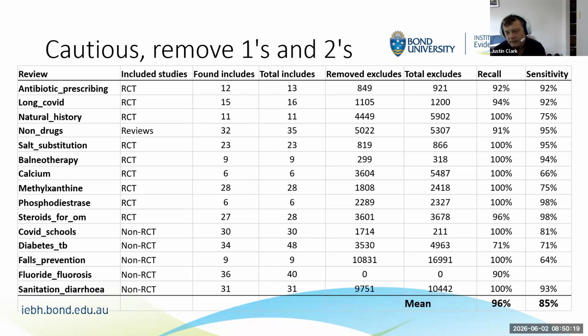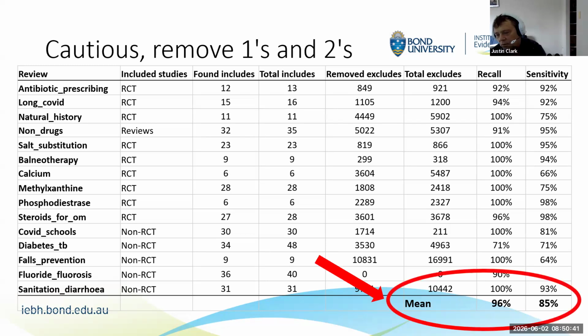We also wanted to see what happened if we auto excluded not just the 1s, but if anything scored a 1 or scored a 2, these were the results. So this is why we don't auto exclude 1s and 2s, but it's pretty safe. You can screen anything that scores a 2, you can screen them pretty quickly. So the recall on average was 96%, which is still pretty good. On average, a workload saving of 85%. So still does very well on those.